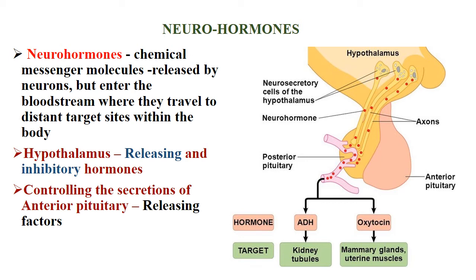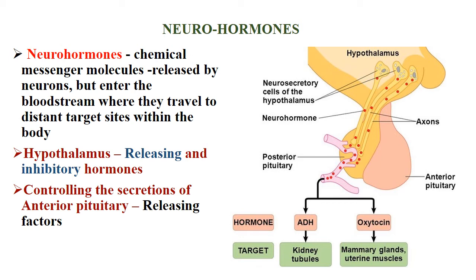And these are the chemical messengers secreted by the neurons. These chemicals enter into the bloodstream and travel a distance to target a particular organ or cells in the body. There are two categories of neurohormones that are given out by the hypothalamus.